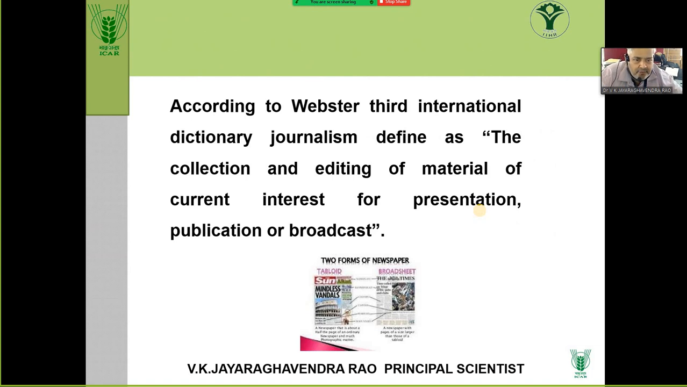So according to the Webster's Third International Dictionary, journalism means collection, editing of material of current interest, not world interest. You should not say that Akbar was eating beef. See, that we have not seen Akbar. That was so many centuries back.